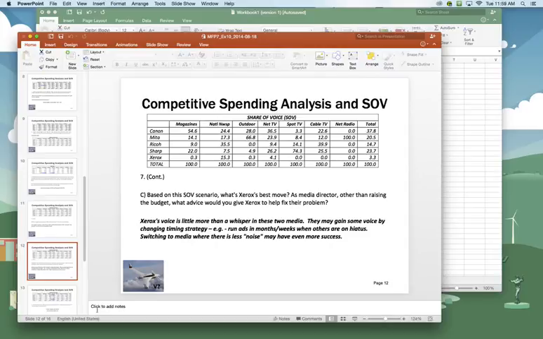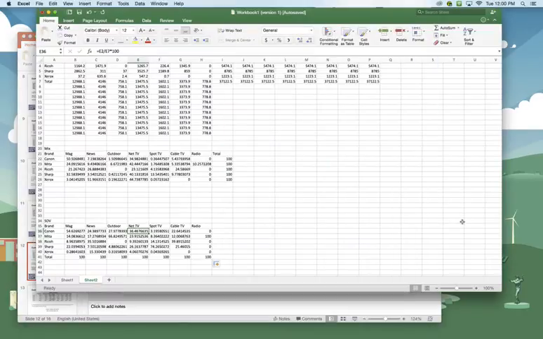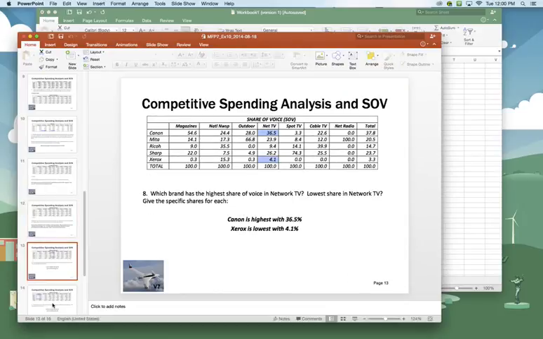Question 8 looks at which brand has the highest share of voice in network TV and lowest share in network TV. And so this is pretty easy. So network TV, notice Canon at 36. Oh, am I looking at that wrong again? Or am I in the wrong place? Maybe I just wrote that down incorrectly. No, I wrote it down incorrectly in my own book. Whoops. 36.5 for Canon, Xerox with the lowest at 4.1.